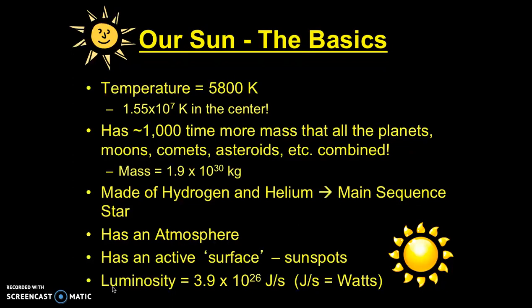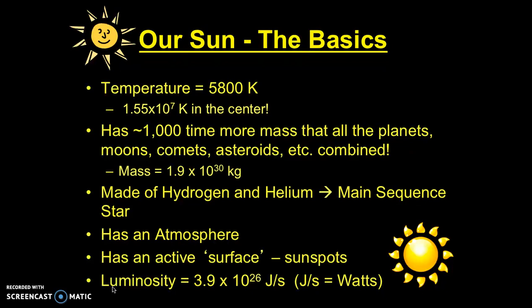And our sun is what we call a main sequence star, which we'll cover more in chapter 7. So as we mentioned in the previous question, our sun does have an atmosphere. Okay, so we talk about the surface being the photosphere and this atmosphere around the sun.